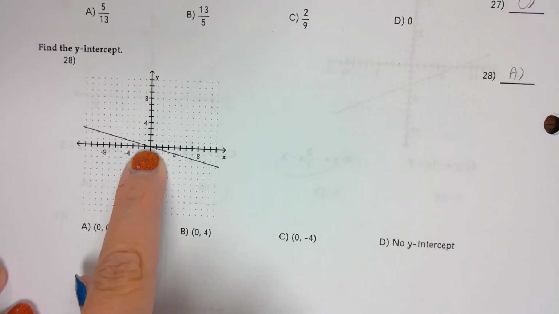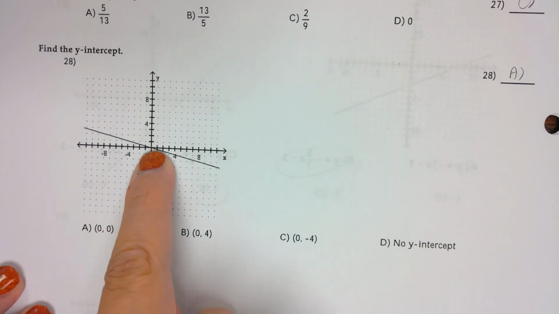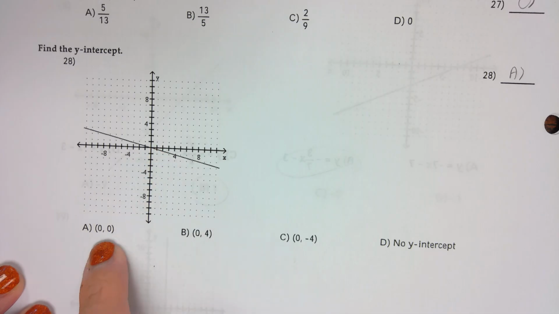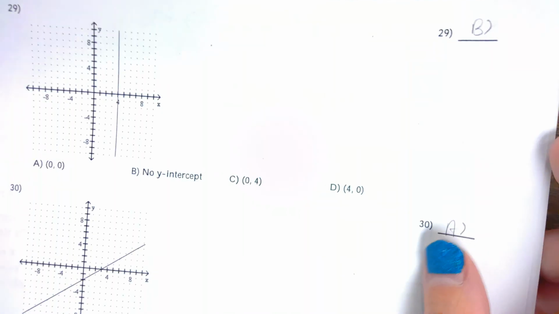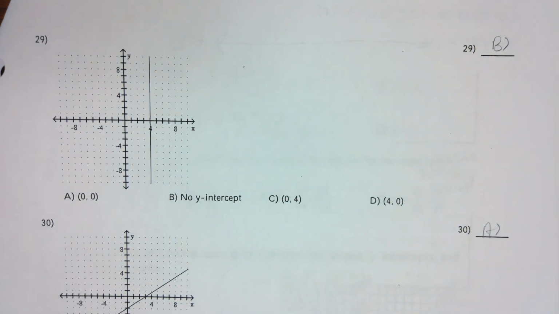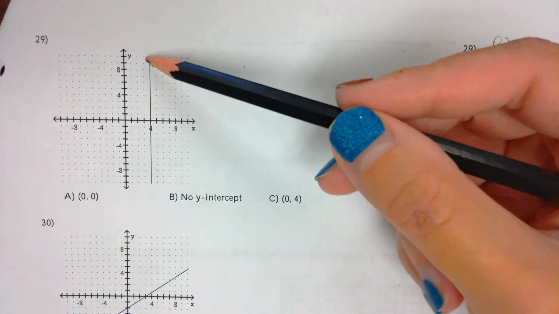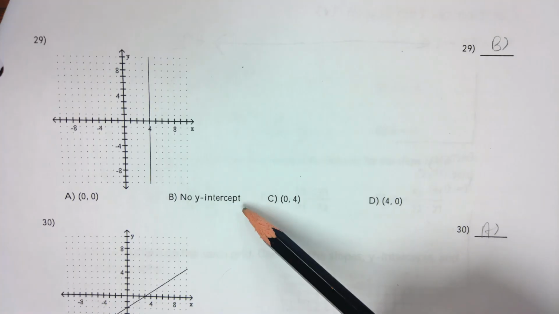Okay, this one is just looking at the y-intercept. Okay, all lines except for vertical lines, all lines have a y-intercept. So you're just eyeballing this. It goes through this point right here, which is 0, 0. That's your y-intercept. Okay, so what I was saying, it's a vertical line right here. Does it go through this y-axis? No. Okay, so that means there's no y-intercept.